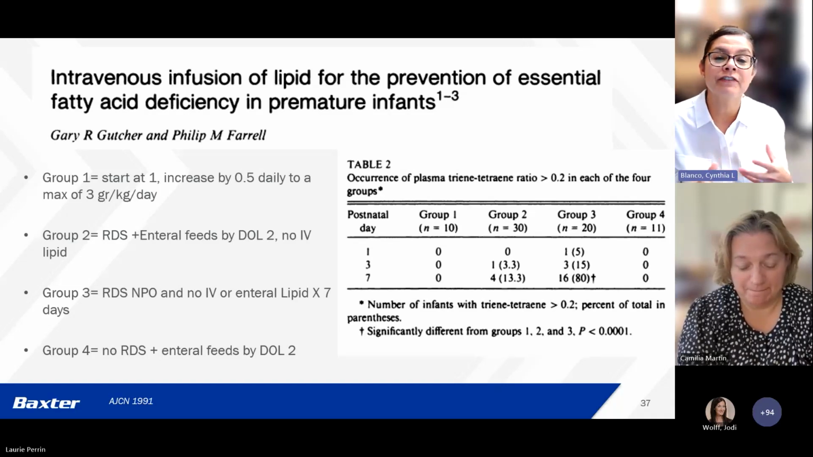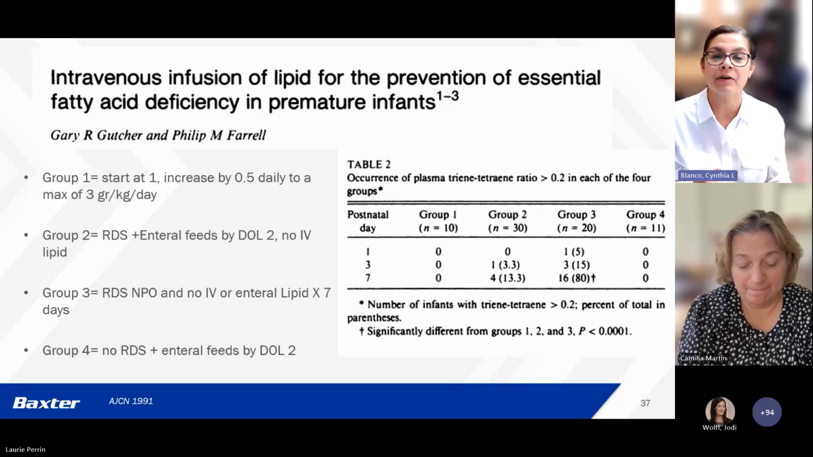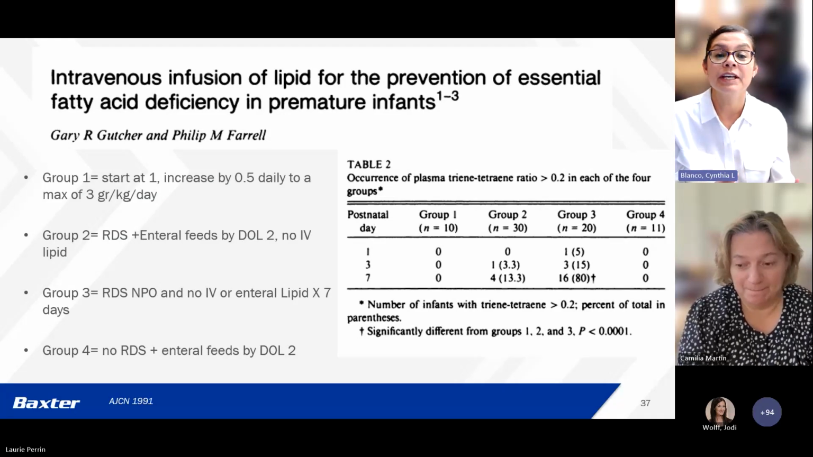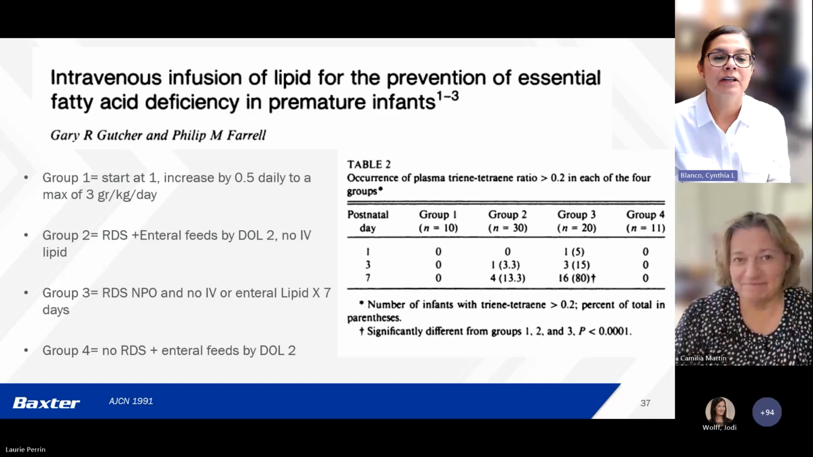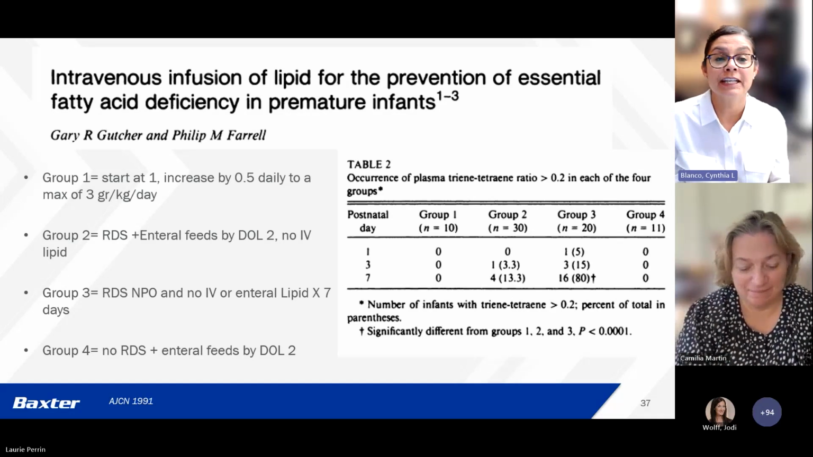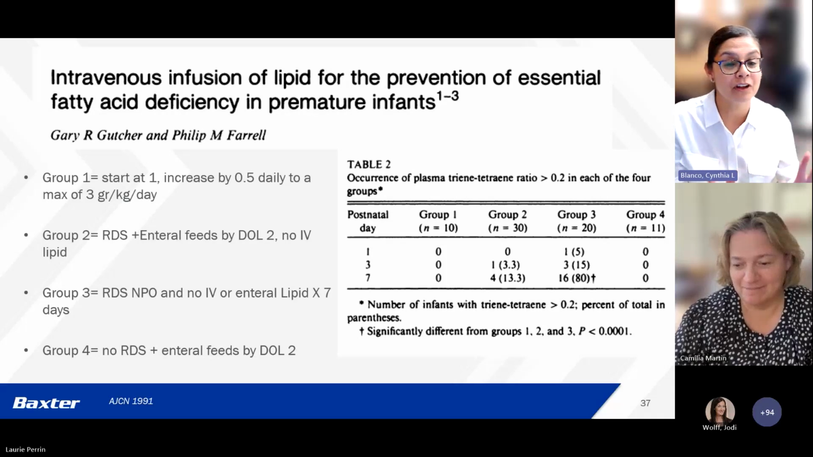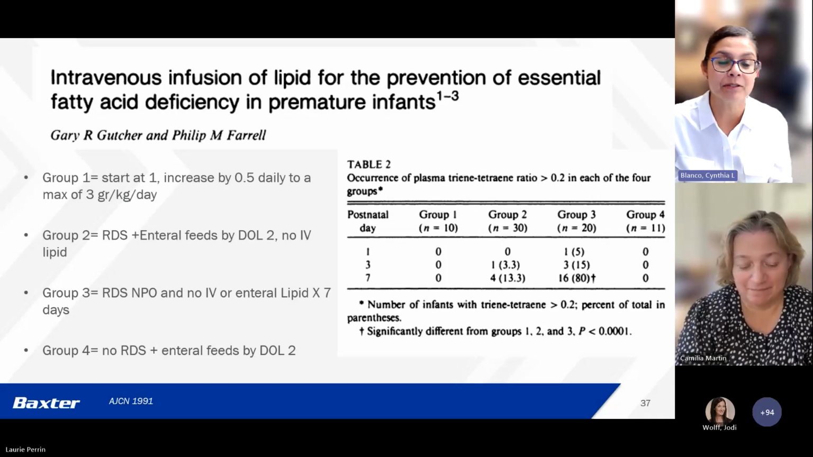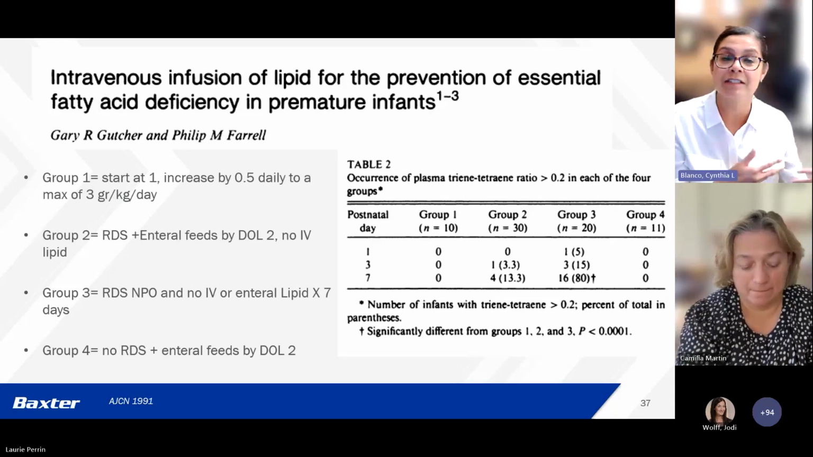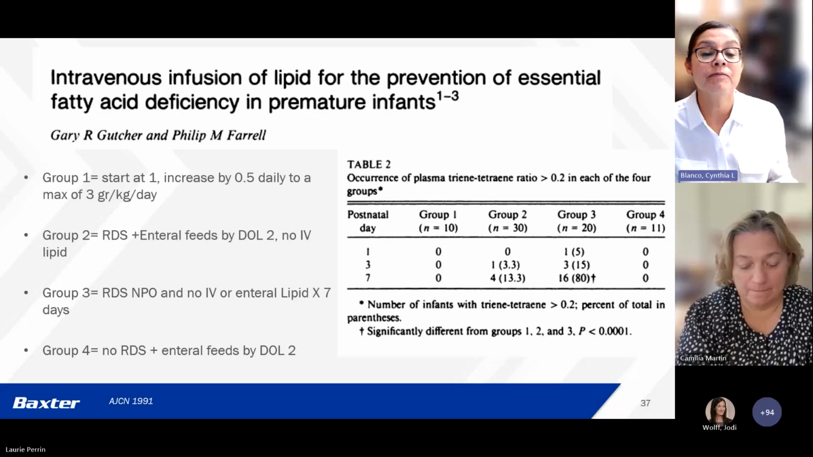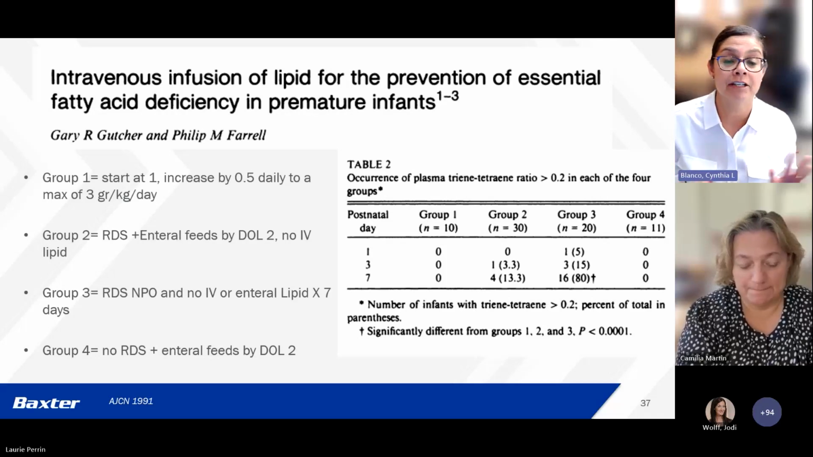And they had 4 different groups because they were trying to figure out what is the best approach. Do we give lipids to these babies, like group 1, which in the initial studies went from 0.5 per kilo per day up to 3 grams. Group 2 had just enteral feeds, but they were not maximized, and there were not a lot of enteral feeds, but no IV lipids were given. Group 3 kept NPO and no lipids whatsoever because they had a lot of concerns about that contributing to the respiratory quotients and respiratory disease. And group 4 had no RDS and had enteral feeds.